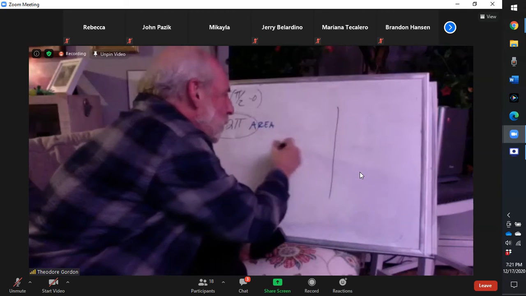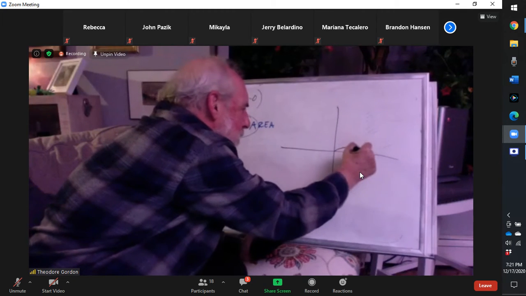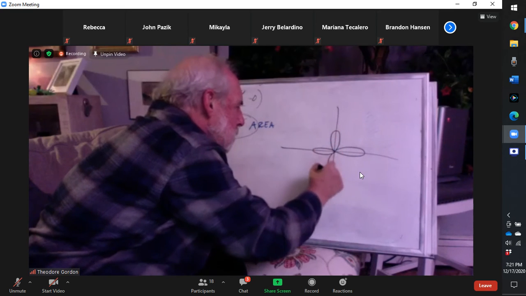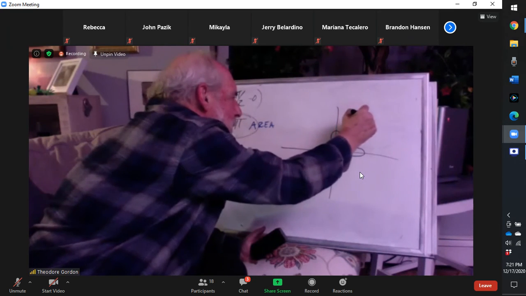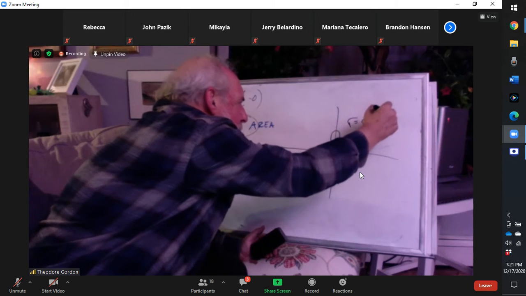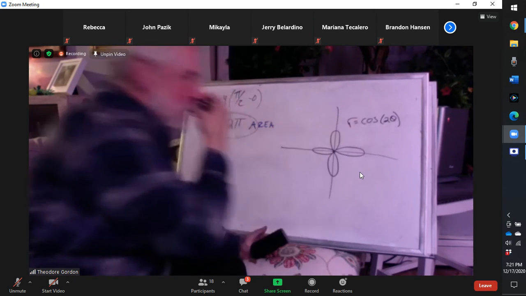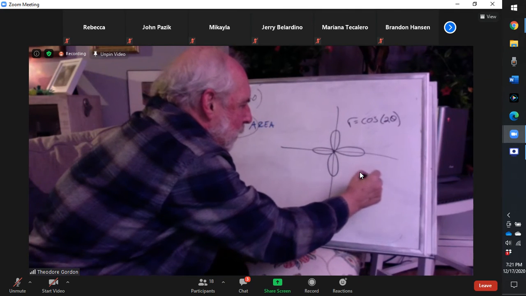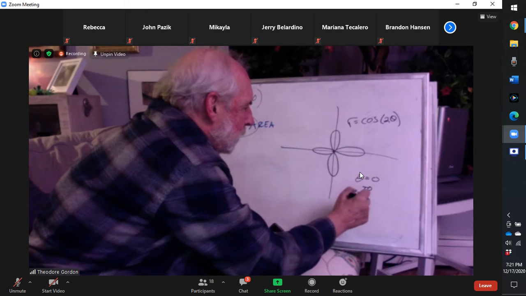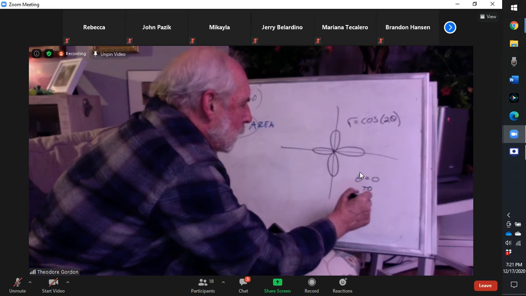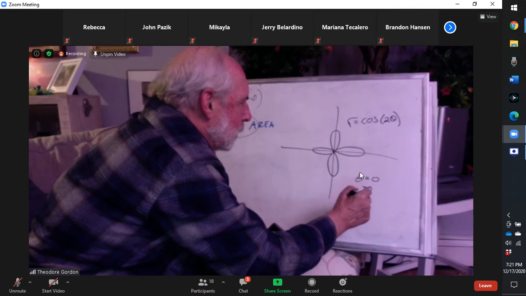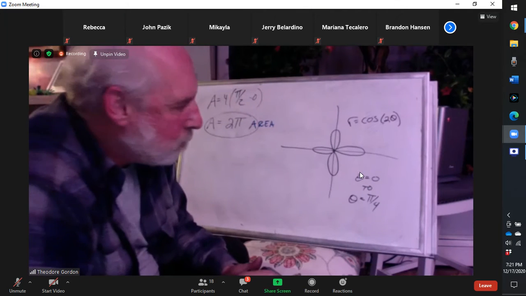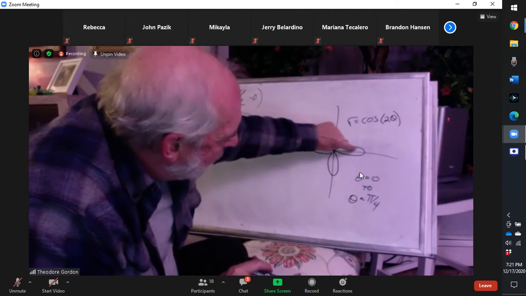Let's go back to that first function of ours. So here is r is equal to cosine of 2 theta. What we did before was we went from theta equals 0 to theta equals, what did we go to here? I think we went to pi over 4, right? Yeah. That gave us the area of the top half here.